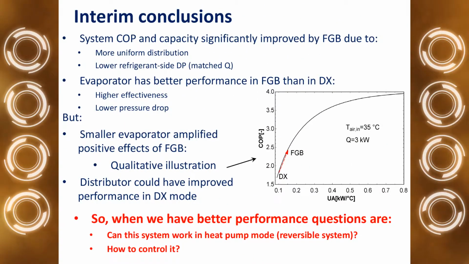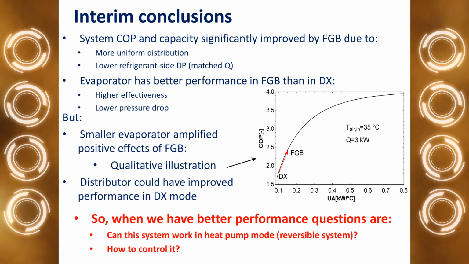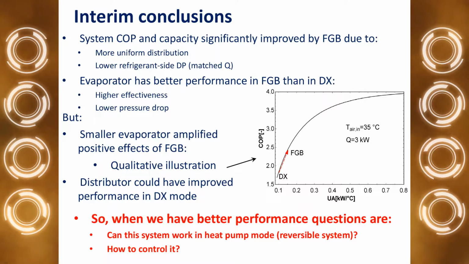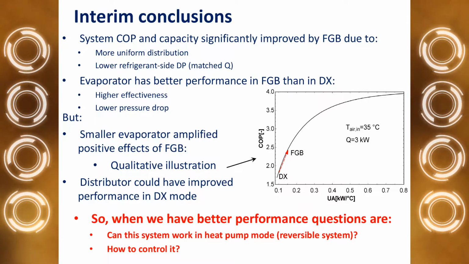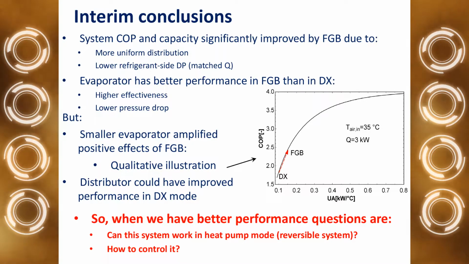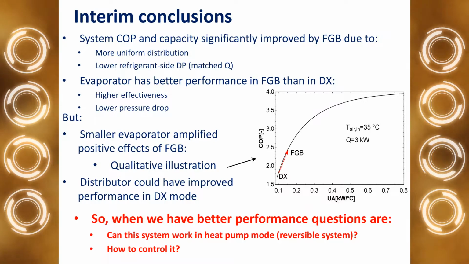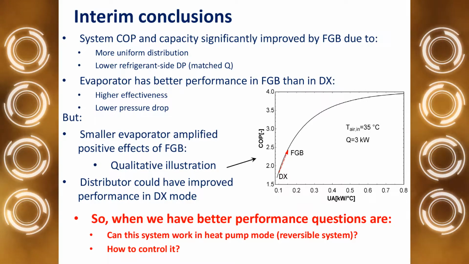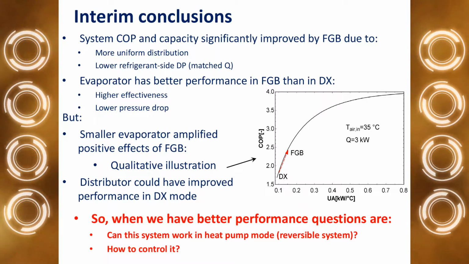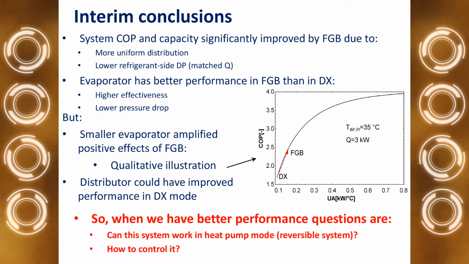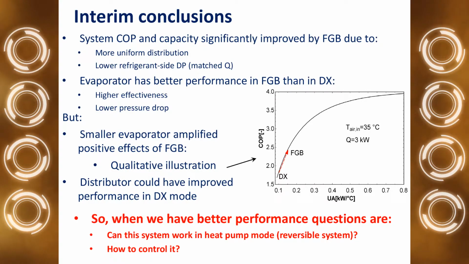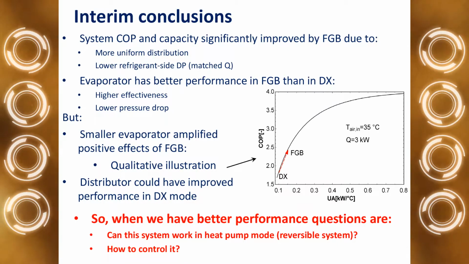So here are some interim conclusions. System COP and capacity were significantly improved by FGB because of more uniform distribution. We had a lower pressure drop on the refrigerant side through our evaporator, and our evaporator has better performance in FGB than in DX because of higher effectiveness and lower pressure drop. But we have to be honest, we used a smaller evaporator, and that amplified the positive effects on FGB, and that's shown on this diagram right here. But a distributor could have improved performance in DX mode.